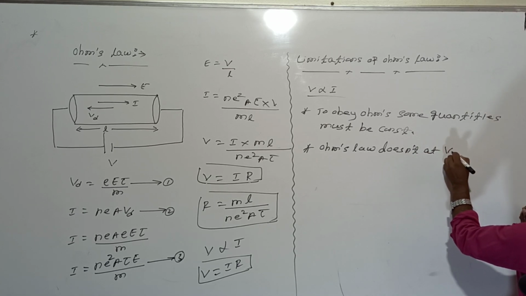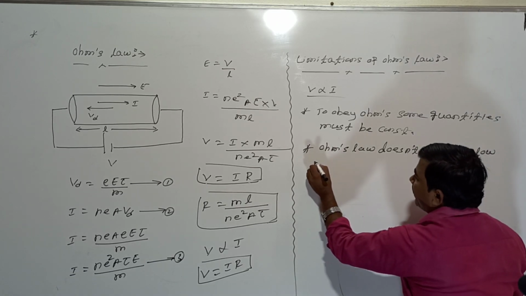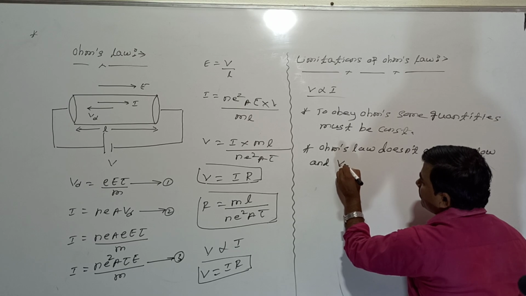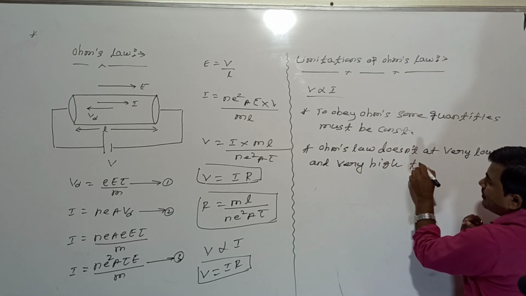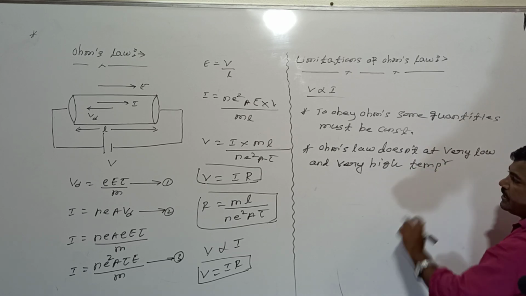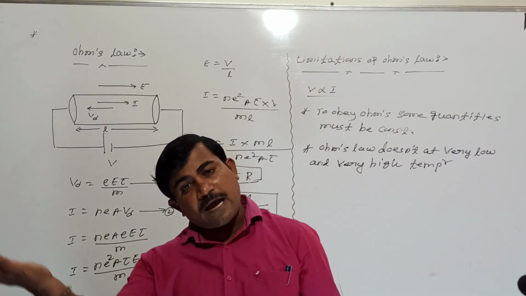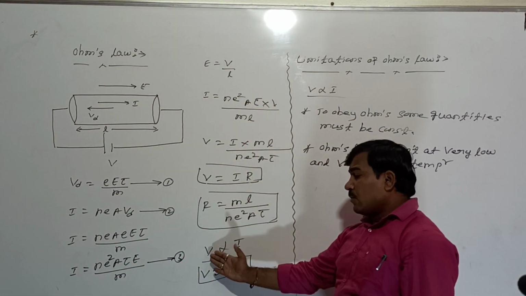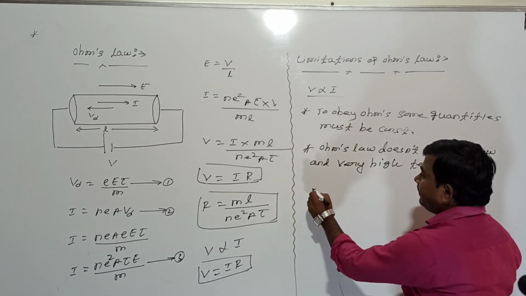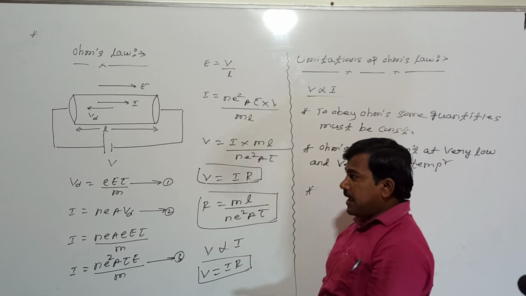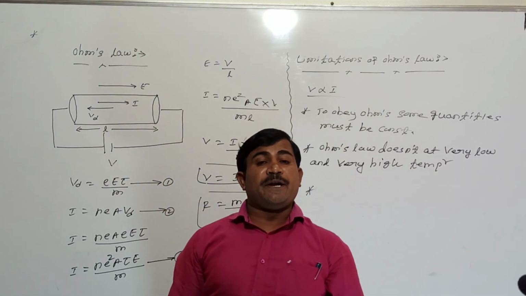At very low and very high temperature, this is one of the limitations. At a very low temperature or a very high temperature, Ohm's law is not valid even for metallic conductors. This Ohm's law is only valid for ohmic devices, not for non-ohmic devices.